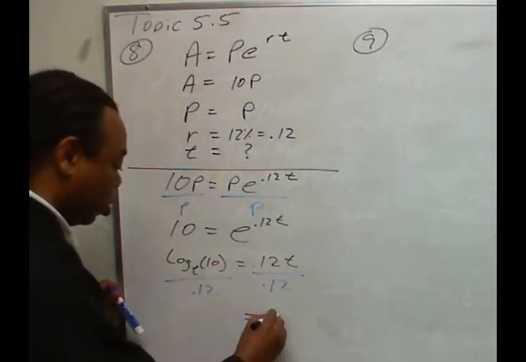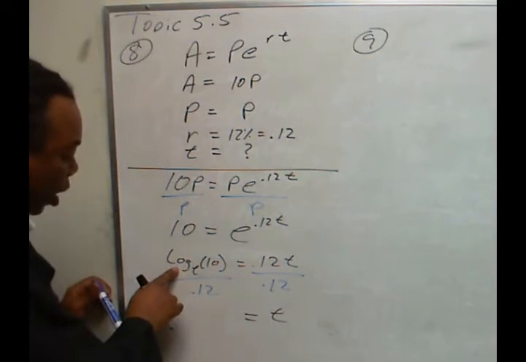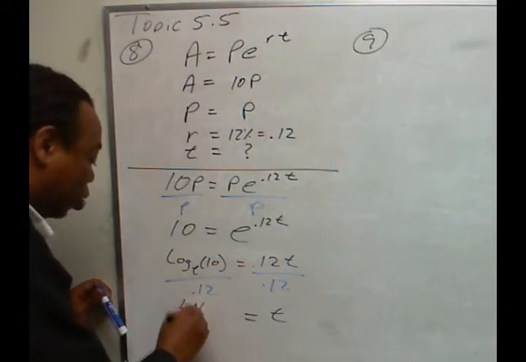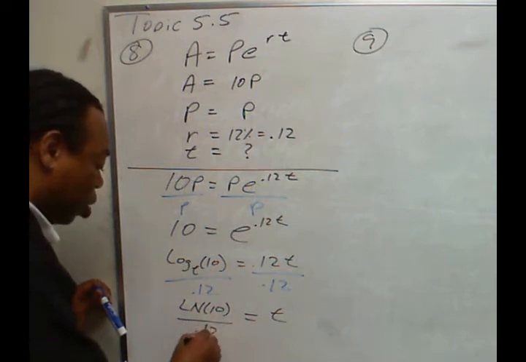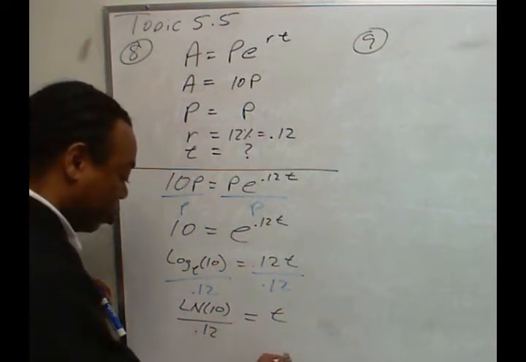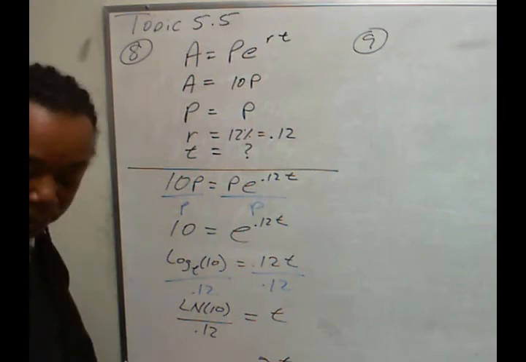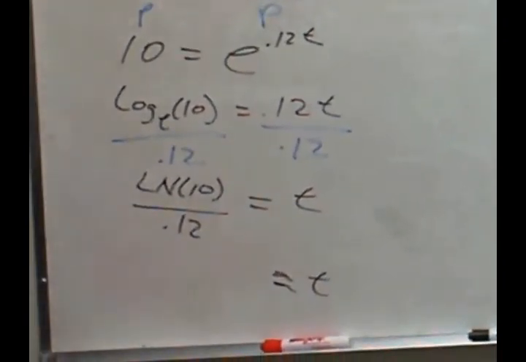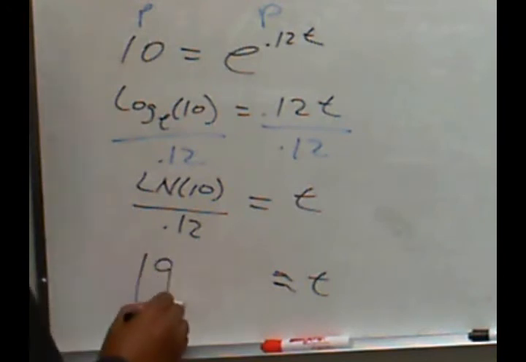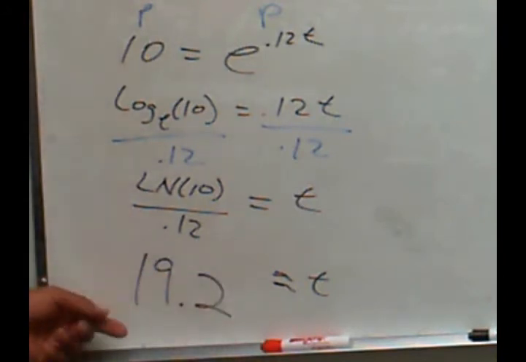So, this implies that log base e, the natural log of 10, divided by 0.12. Okay. And this will be approximately just a little over 19 years. So 19.2 years.